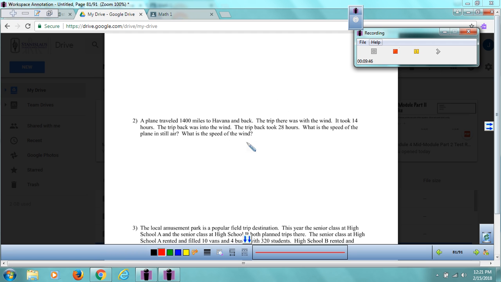Now we can agree that if you're going with the wind, the wind is helping you, which means it's increasing your speed. And if it's going against you, it's hurting your speed. It's like subtracting speed. Our two unknowns here are r, the speed of the plane. So r is the speed of the plane without any effect by wind. And then we have w, which is the wind speed.